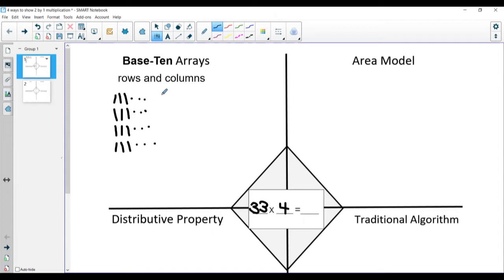Now I need to figure out how many I have altogether. Like, what is the number altogether? I can do this in 2 ways. I can either count all of my 10s and count all of my 1s and add them together, or I can use multiplication to help me solve this.